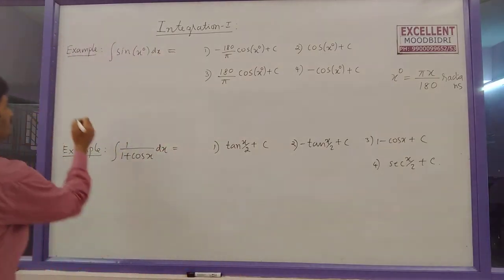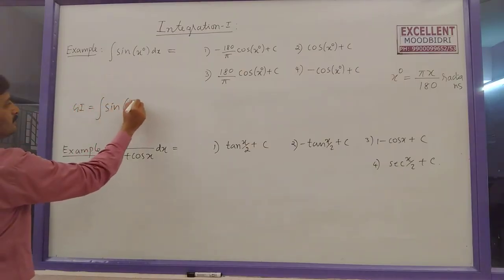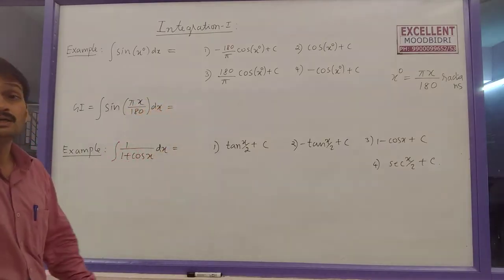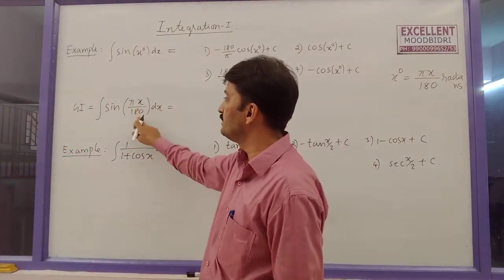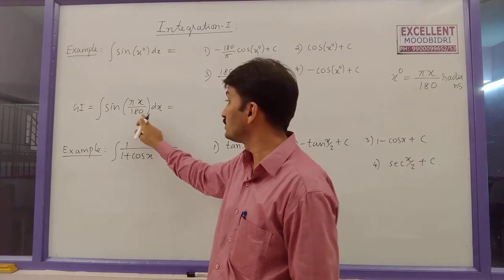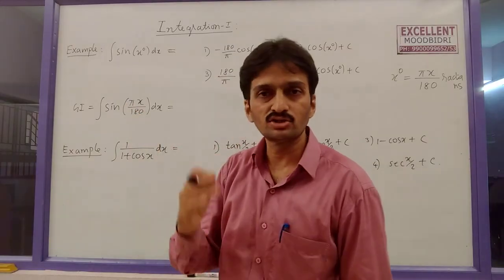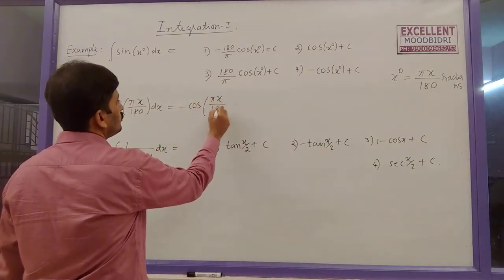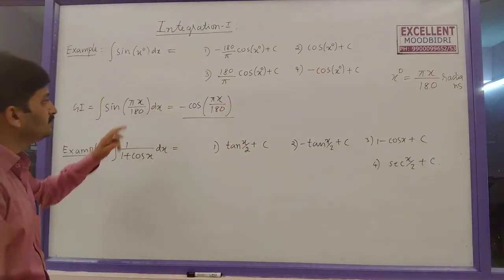So the given integral becomes sin of pi into x divided by 180 radians. Correct? Now integrate. But here you have pi x by 180, a generalized term. It is in the form of ax plus b. In place of a, what do you have? Pi by 180. Correct? Now integration of sin x is minus cos x. So minus cos of pi x by 180 divided by a. What is a here? Pi by 180. Correct?